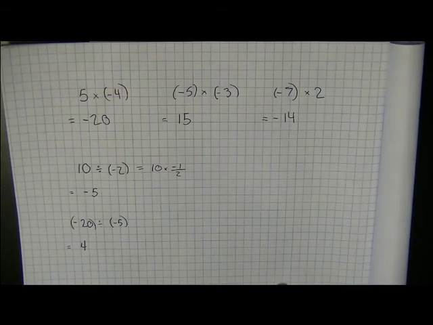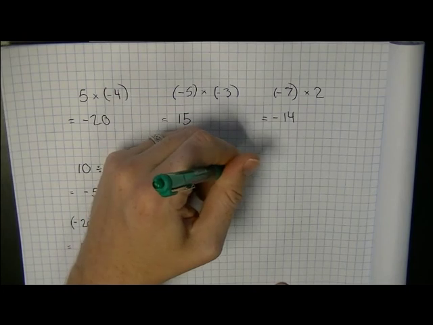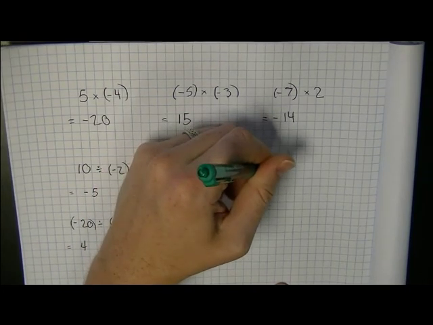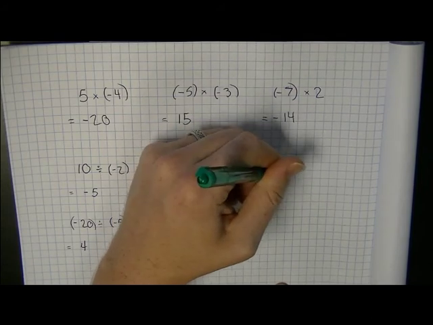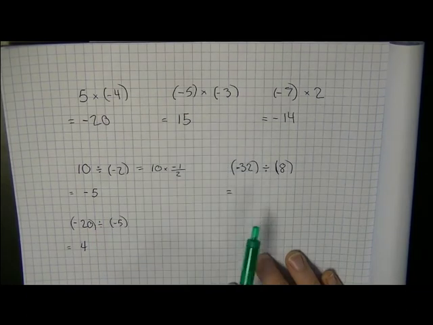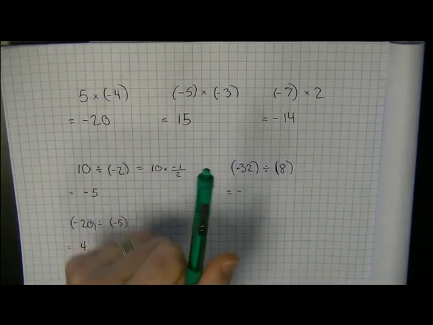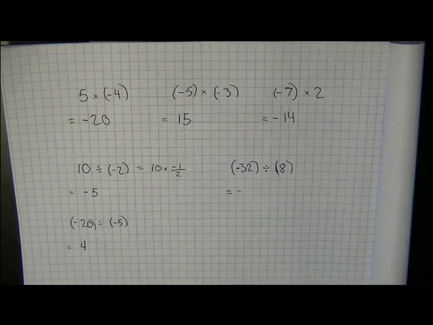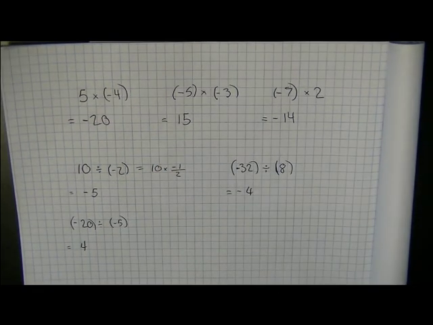Okay? And of course, if I have a negative, let's go with negative 32 and I divide by a positive, let's say 8. I don't know why I'm putting it in brackets, but it's a positive 8. Okay, then in that case, we're still going to have a negative, and we have 32 divided by 8 is 4. So this ends up being negative 4, right?